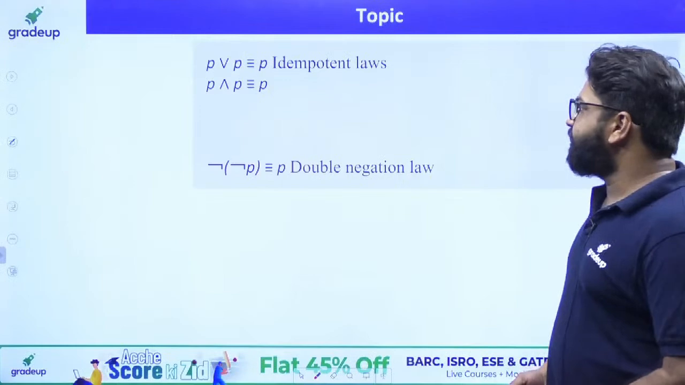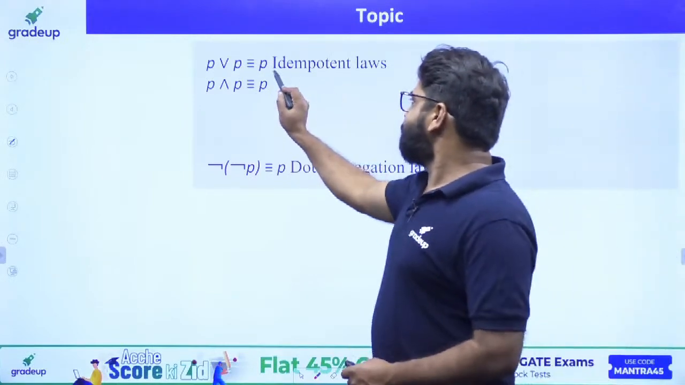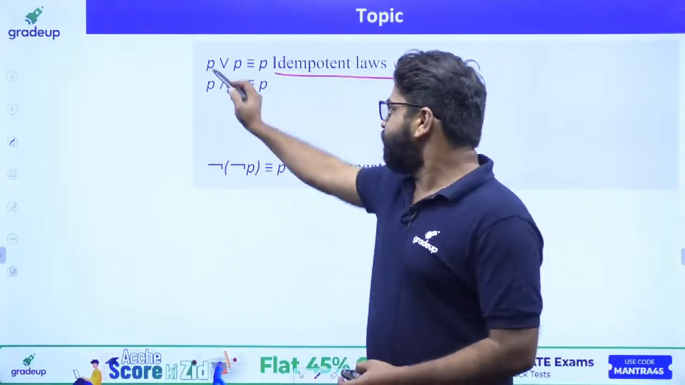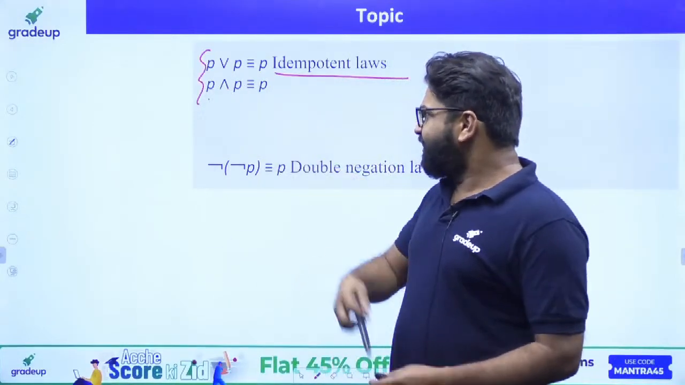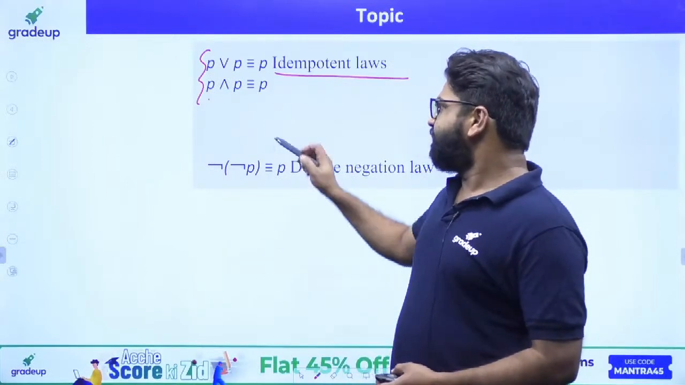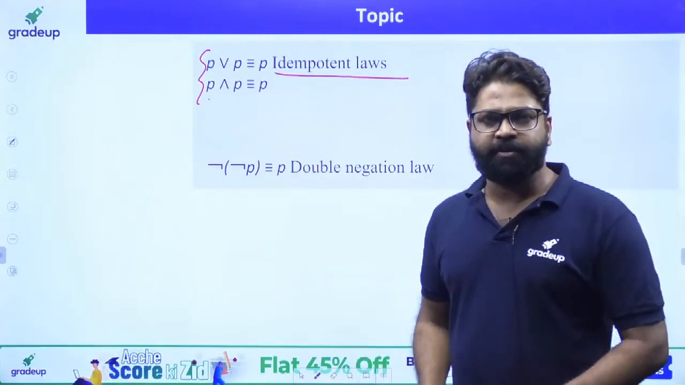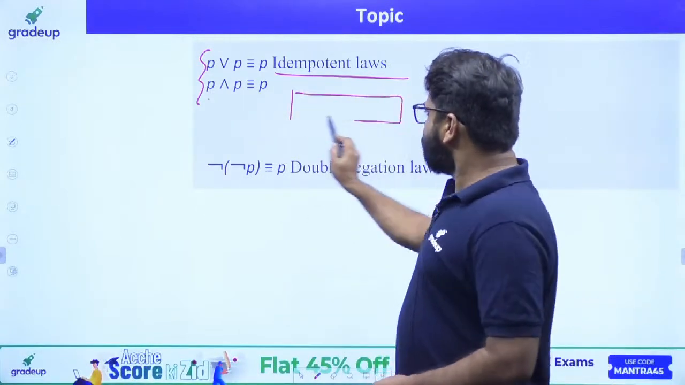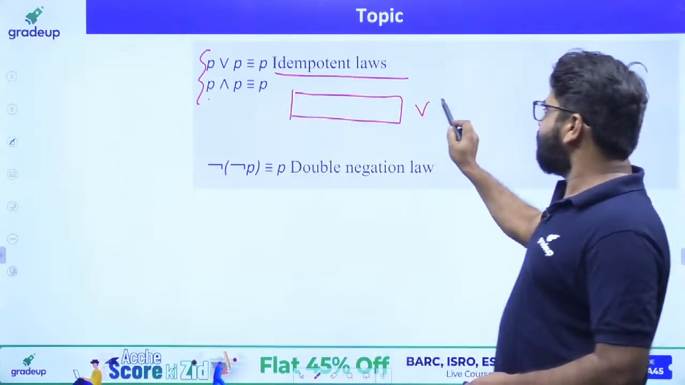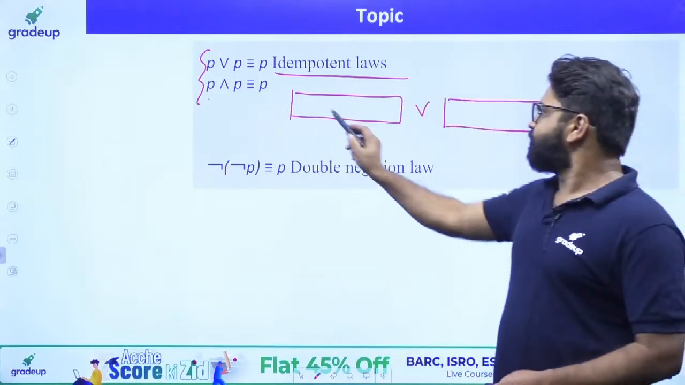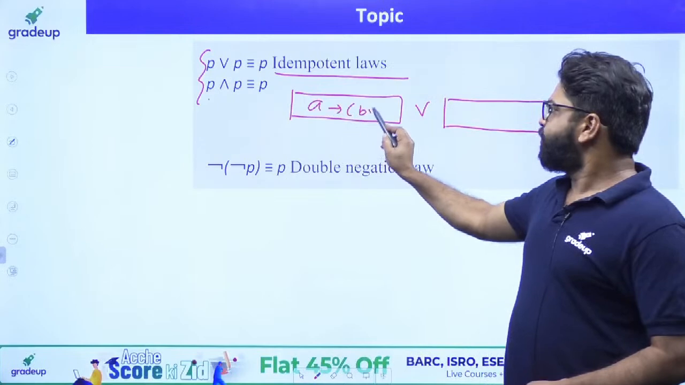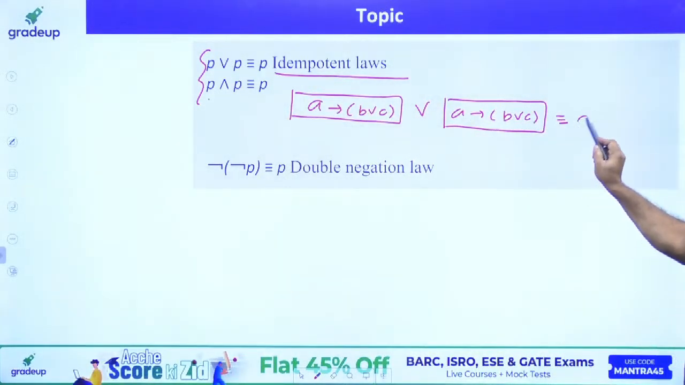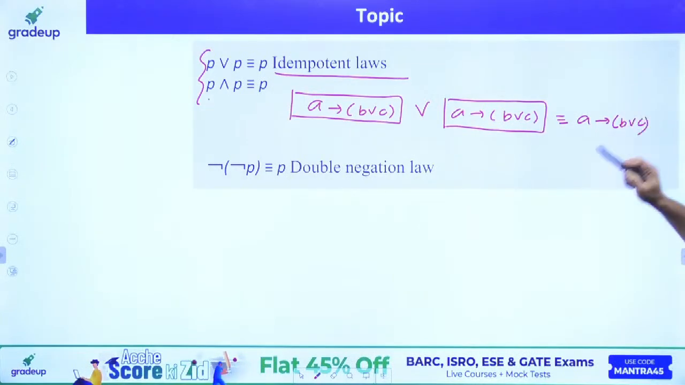Let's move to another one, called the idempotent laws, and it's a very simple one. Obviously everybody knows that P or P is P, and P and P is P. There is no need to explain these things. But what will happen if it is not a simple propositional variable but a compound one? Suppose you have hundreds of variables in it, and the same hundreds of variables here. For example, A implies B or C, and here also A implies B or C. That is also the same as A implies B or C.